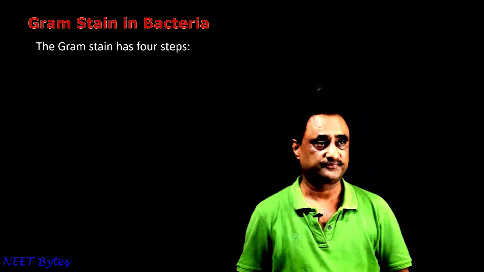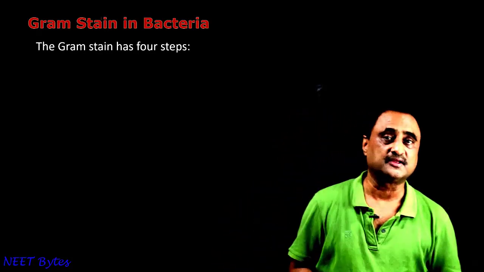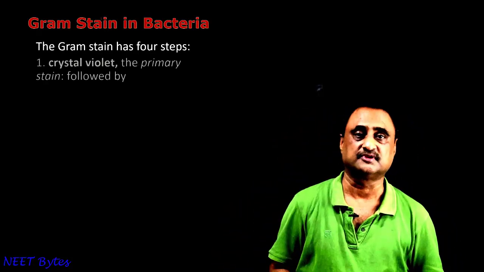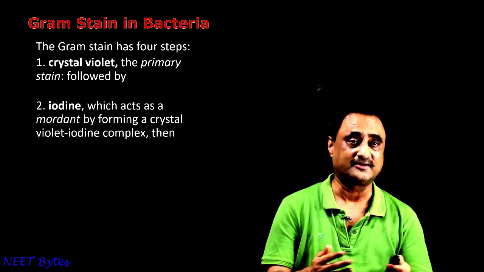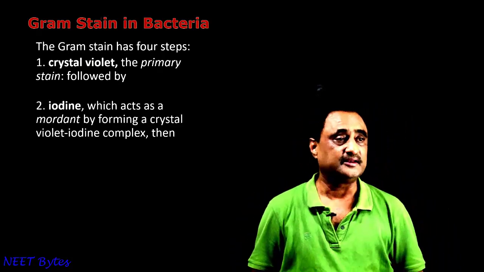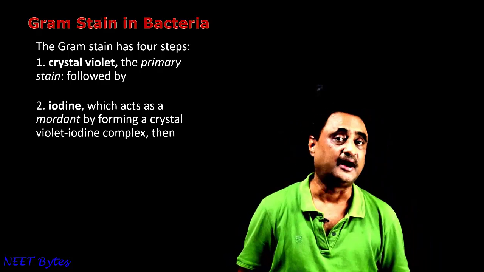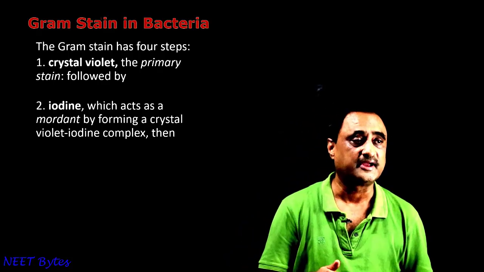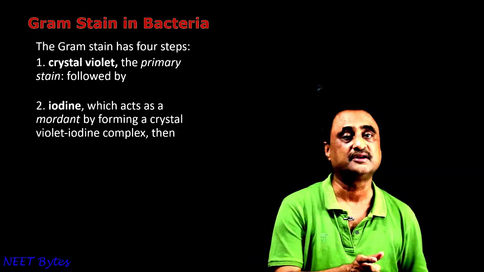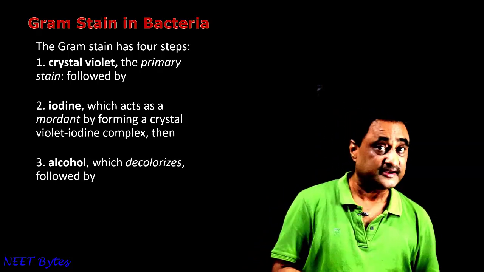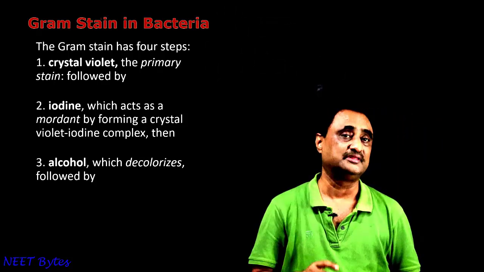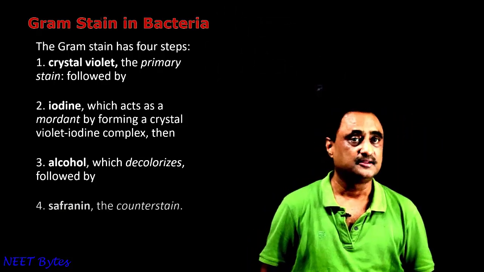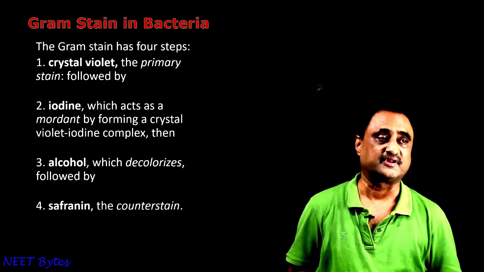So we will see the various steps of the gram staining. Altogether, we can divide gram staining into 4 steps. The very first step is that bacteria are stained with the crystal violet. Naturally, the bacteria become violet. Then iodine is added. Iodine acts as a mordant, and they form a crystal violet-iodine complex. Then it is washed with alcohol, preferably ethyl alcohol, so they decolorize, and the counterstaining is actually done by safranin.